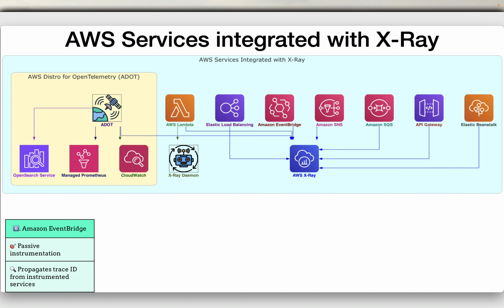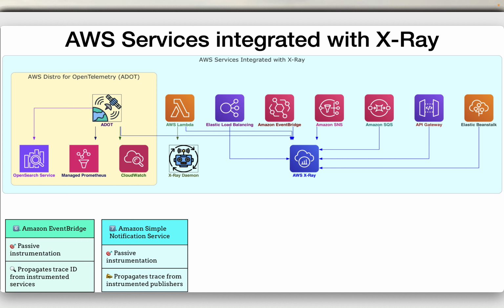Next one is Amazon EventBridge, passive instrumentation. If a service that publishes events to EventBridge is instrumented with the X-Ray SDK, event targets will receive the tracing header and can continue to propagate the original trace ID.